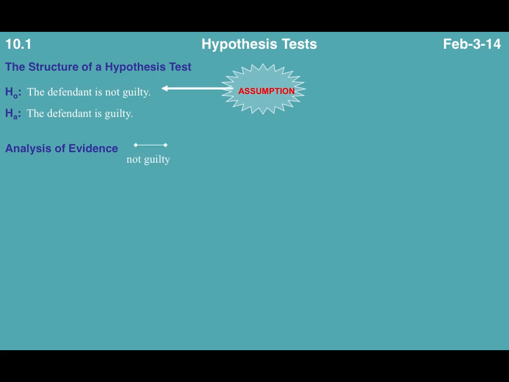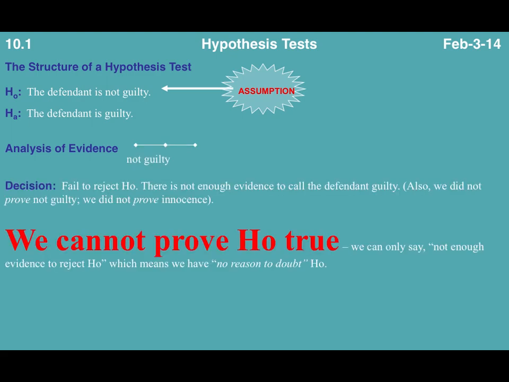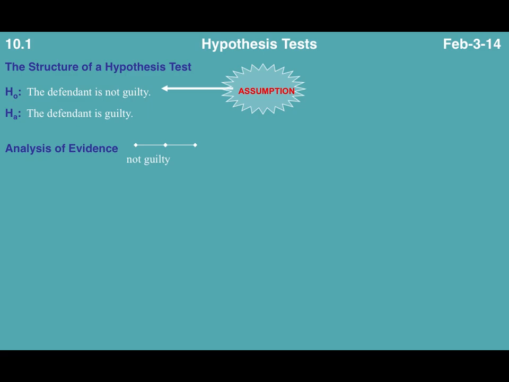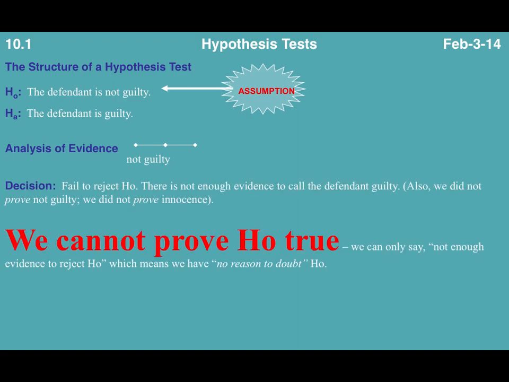Sometimes in a court of law, we assume not guilty, and the plaintiff only shows a little bit of evidence. And so you on the jury think, well, the person could be guilty, but there really wasn't enough evidence to say that the defendant is guilty. In that case, we fail to reject the null. We say there's not enough evidence to call the defendant guilty. So we did not prove that the person wasn't guilty. We did not prove innocence. The person is always assumed to be not guilty. You never prove that. The only thing that's proven is being guilty.